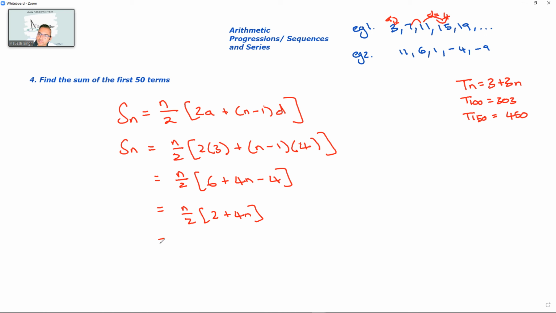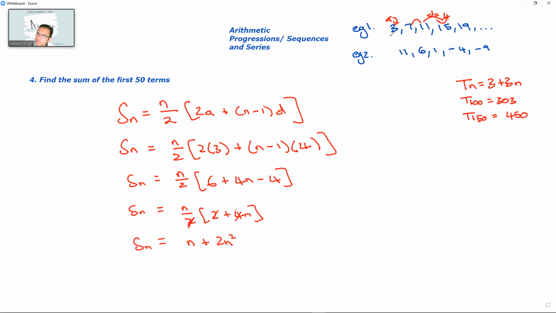And I divide everything by 2, multiplying n in. I get n, that cancels with that. 2 goes into 4 two times. That becomes n squared, so 2n squared. So this will be the sum of n terms for me.